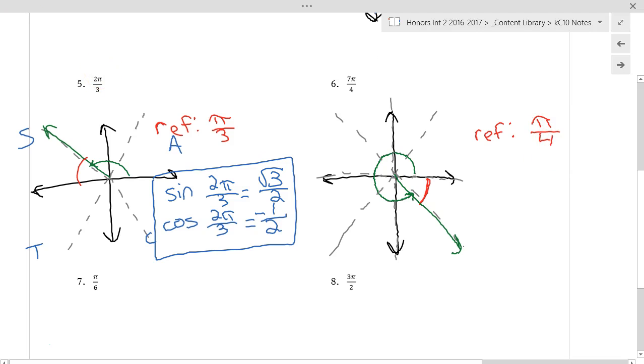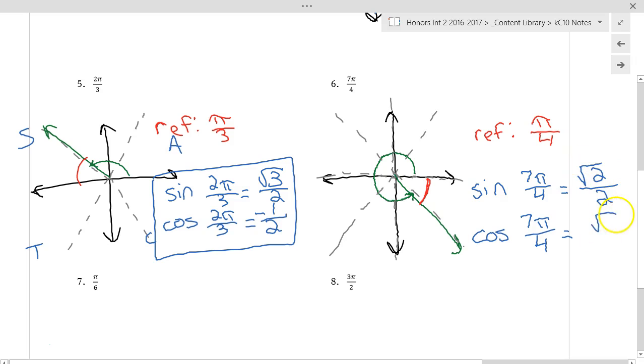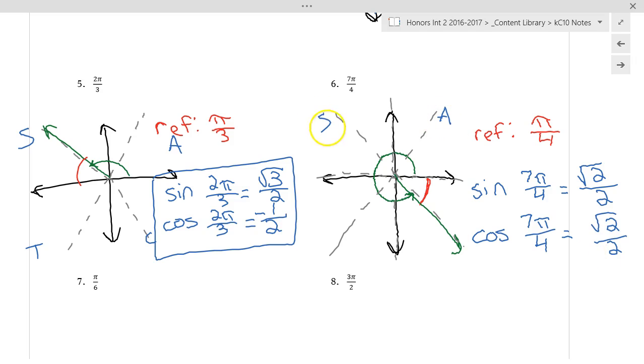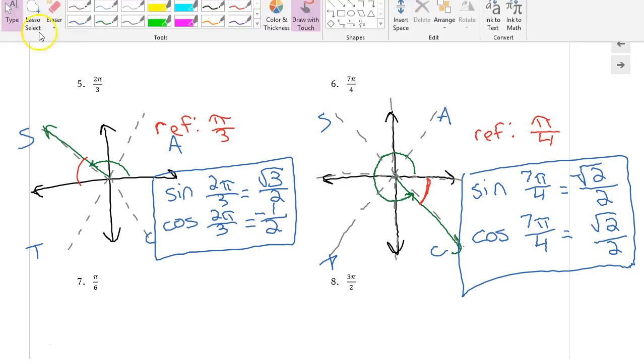So I have sine of 7 pi over 4 and cosine of 7 pi over 4. You can go back to your reference table. Sine of pi over 4 and cosine of pi over 4 are both square root 2 over 2. Then I want to look in the fourth quadrant. Again, I have All Students Take Calculus. This is C. Cosine is positive. That means sine is negative. So I have negative square root 2 over 2 and square root 2 over 2.